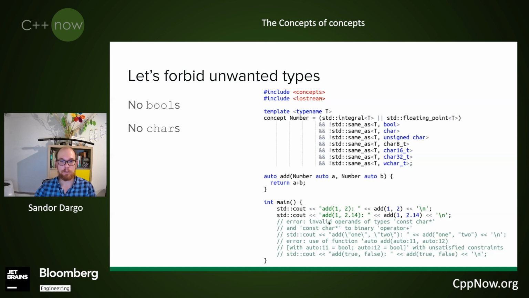And then when you try to call this add function with two booleans, you have a nice error message saying that when you try to replace A and B with booleans, that doesn't satisfy the constraints you defined with number. So that's a simple way to model this concept number.